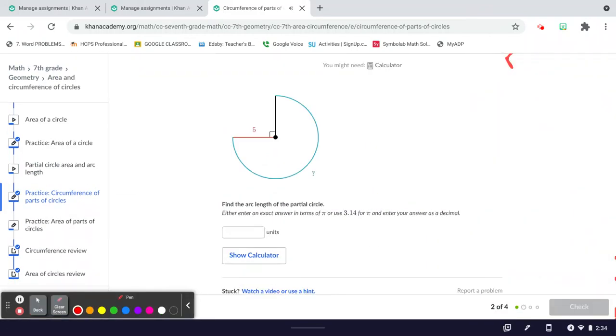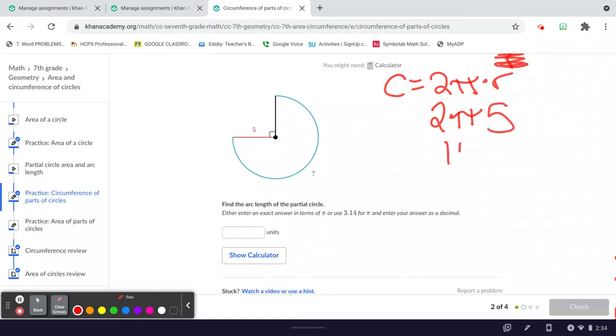Oh, let's do this one. We use that same formula again. C is equal to 2 times pi times r. I know that, and I don't know what this is up at the top. We'll just scribble that out. Okay, I bring down my 2. I bring down my pi. I know that my radius this time is 5. 2 times 5 is 10. So 10 pi would have been my circumference for the entire circle. But we do not have the entire circle. We have 3/4 of the circle.